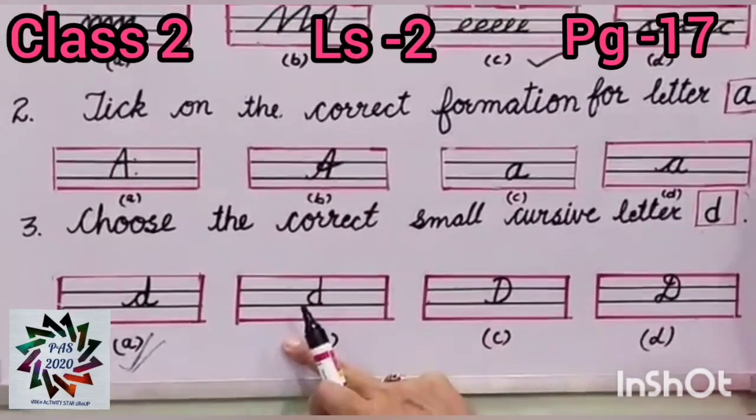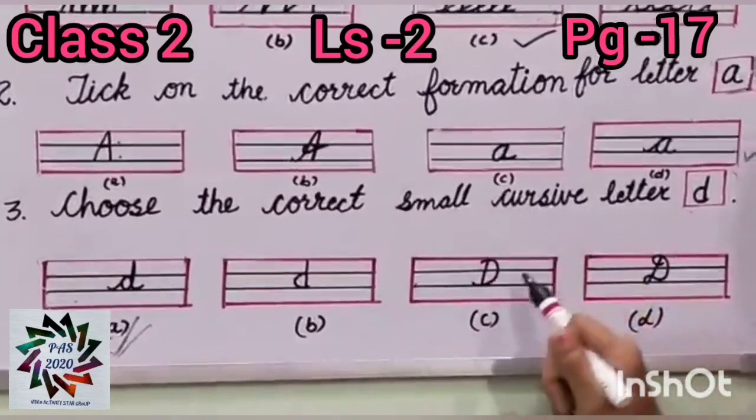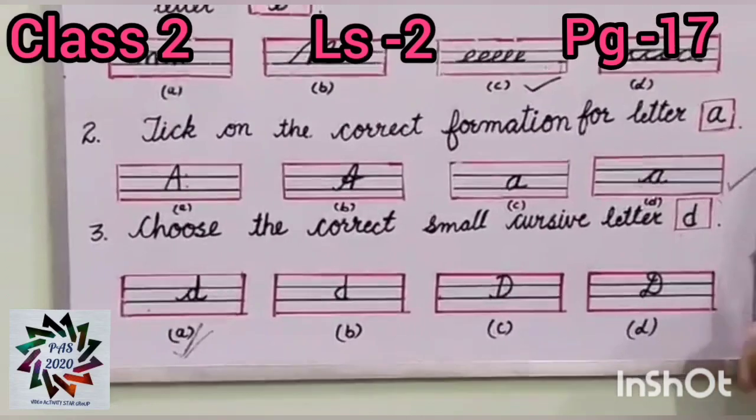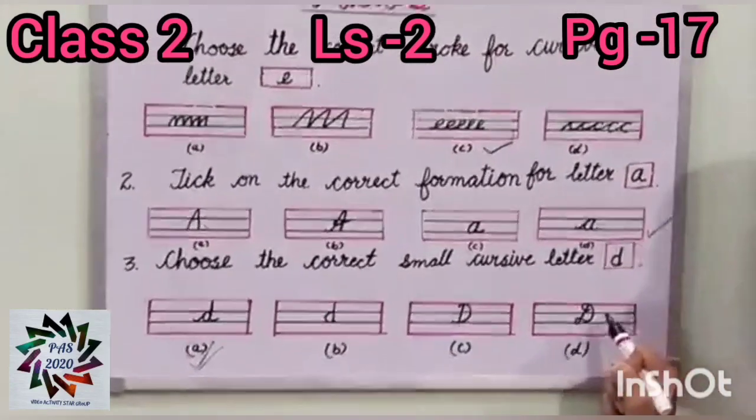It's not correct because D is not cursive. D is written in capital letters. Here, D is written in cursive, but it's in capital.